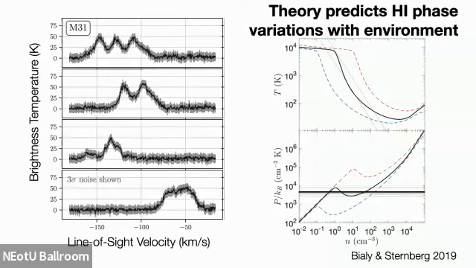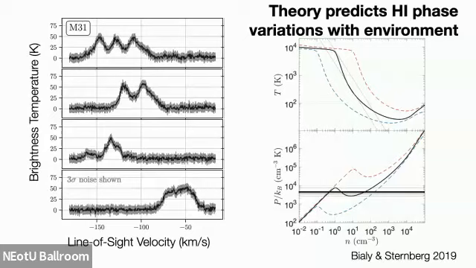So the gas can be in two different phases at the same pressure. The important point here is the blue and the orange dashed curves. That's what happens when we start to change the properties, the metallicity or the radiation field, in that gas. And so there's this prediction for vast changes in the properties of the H1.